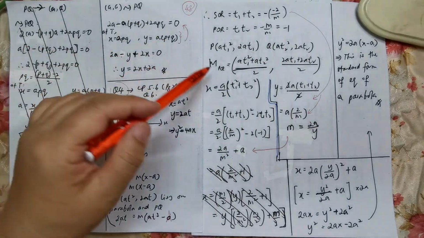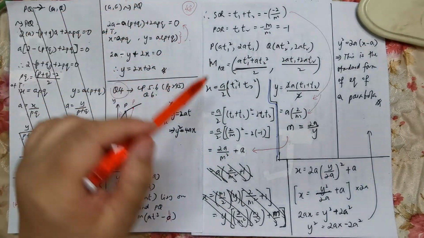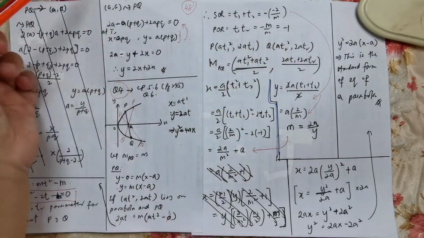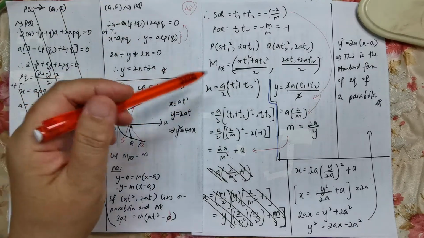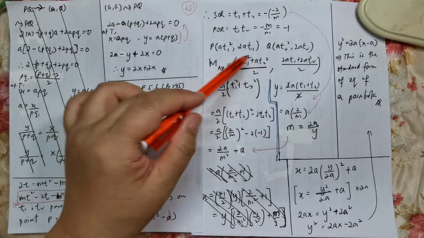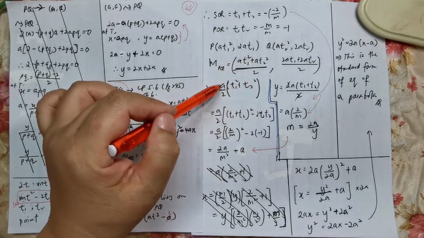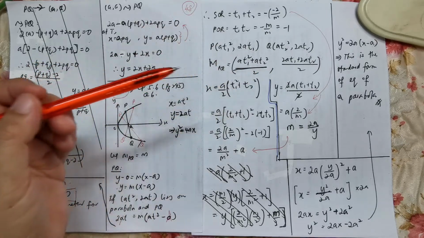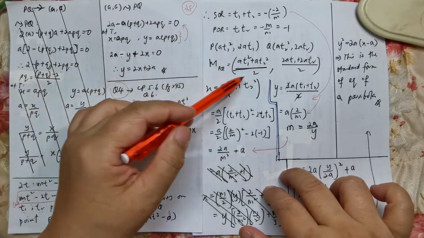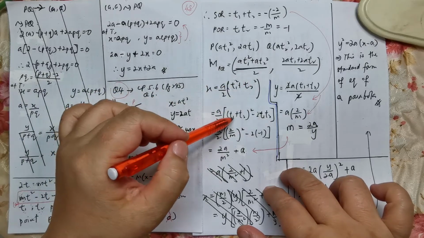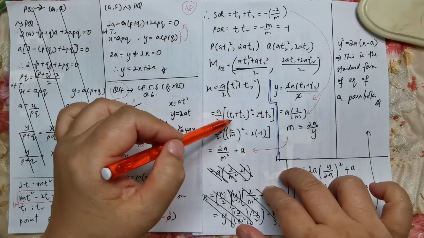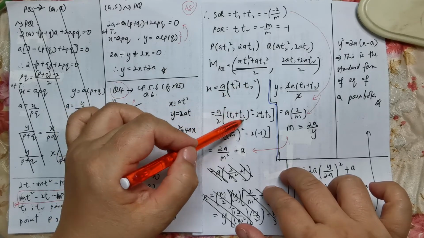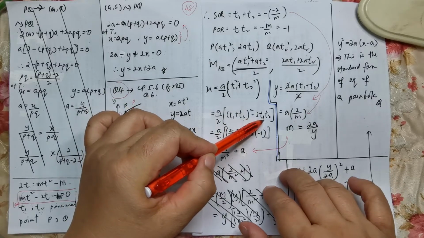Next we find the midpoint. The midpoint is ((x1 plus x2) over 2, (y1 plus y2) over 2). Let's look at the x coordinate. I factorize out a over 2, then you have t1 squared plus t2 squared. I know I can factorize this as (t1 plus t2) squared, but that gives one extra 2 t1 t2, so I have to subtract it out, like completing the square.